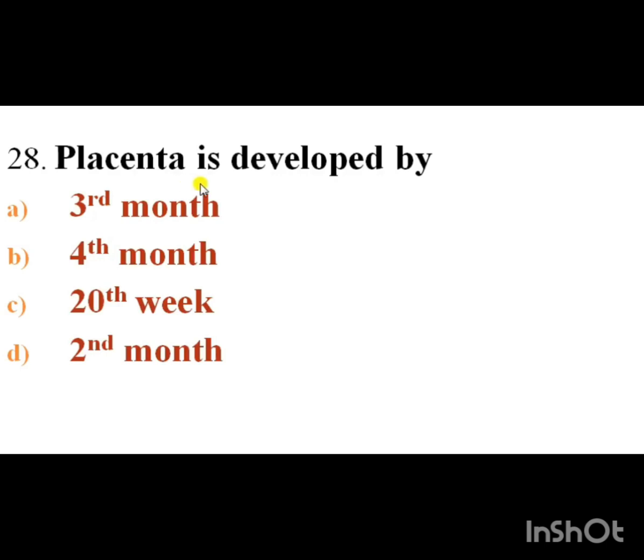Next question. Placenta is developed by: A. 3rd month, B. 4th month, C. 20th week, D. 2nd month. Answer is A, 3rd month. That is, the placenta completes its development by the 3rd month or 12 weeks.